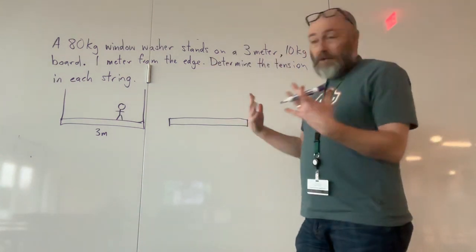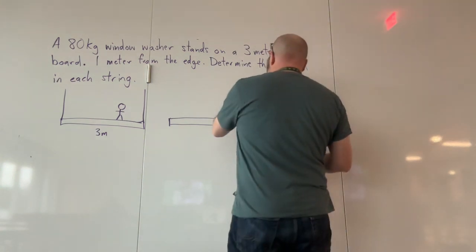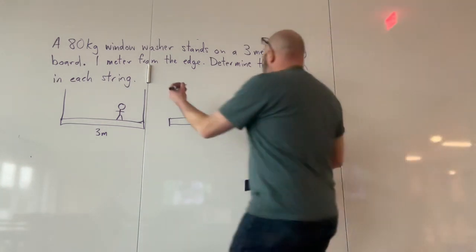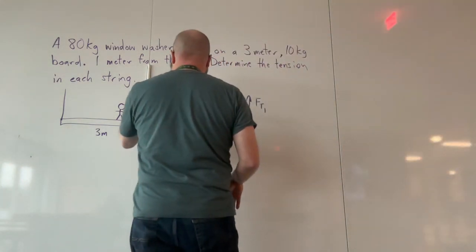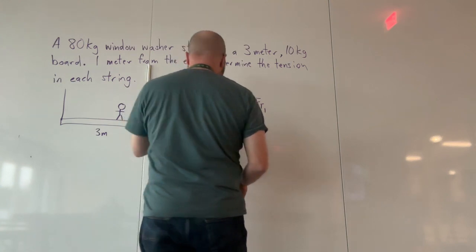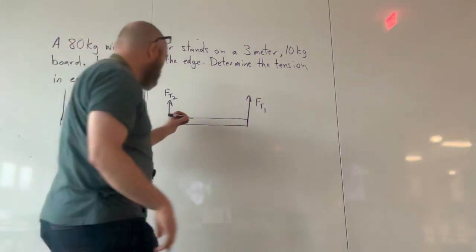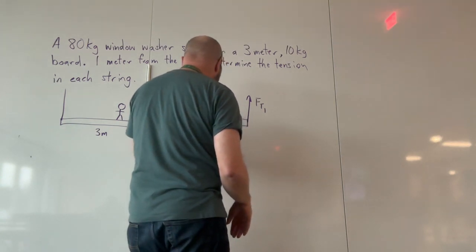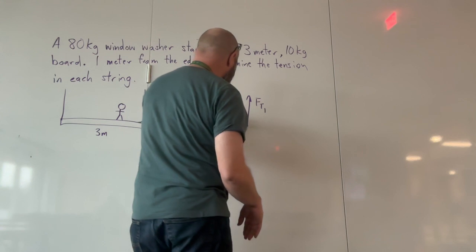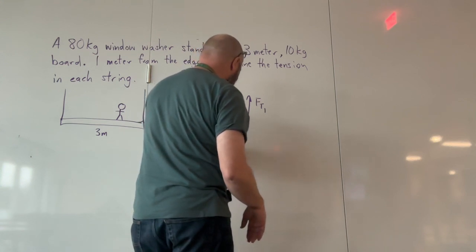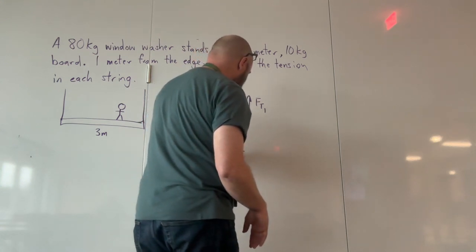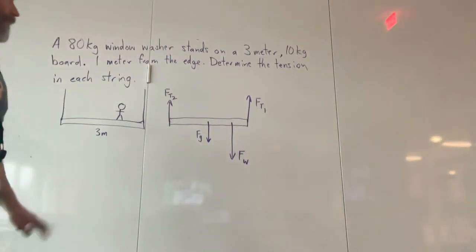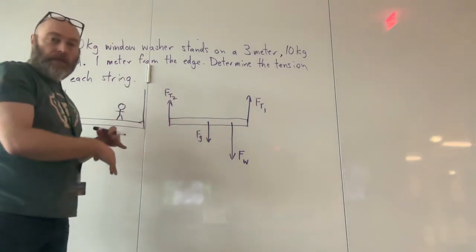And we're going to draw our forces. We have the force of tension, I'll call it force of tension 1. On that side, we're going to have force of tension 2. Right in the middle, from the center of mass of the board, you are going to have the force of gravity from the board, and then our window washer's force is going to be pointing down right there. Okay? So there is our FBD.